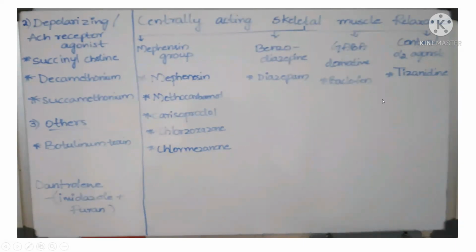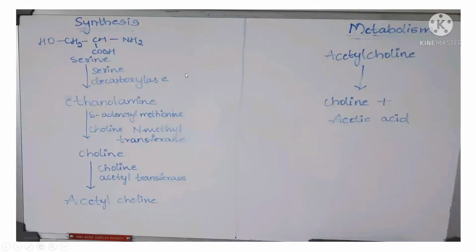Just remember these. The mechanism of action of benzodiazepines and all this we will read. We'll come across these drugs in the central nervous system, and then I will explain these mechanisms of action. Here I have just included them because, as we are reading the peripherally acting drugs, if we read centrally acting drugs also, we will get an idea. So I have added just the classification. Just remember these. And then next we come to the synthesis.